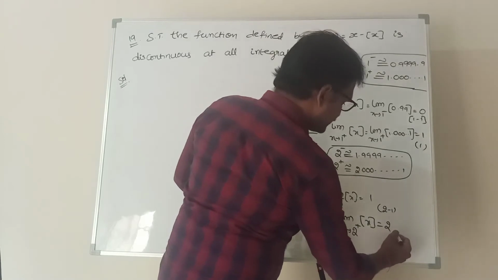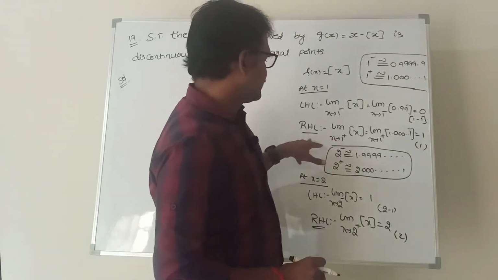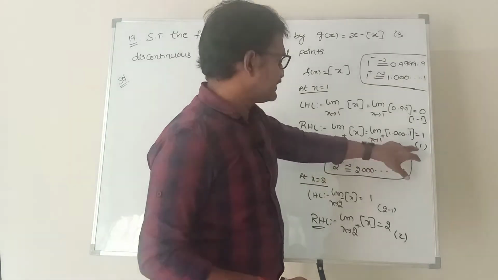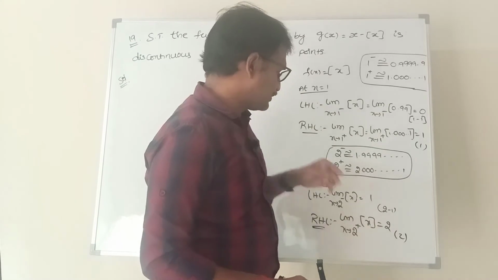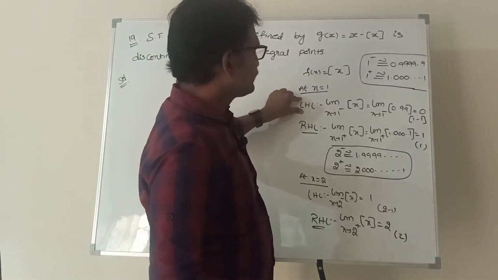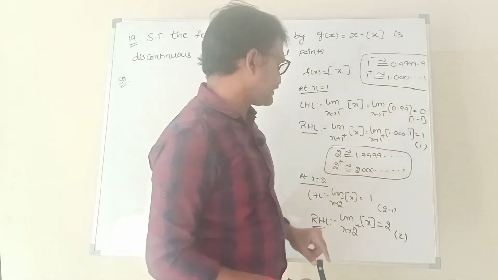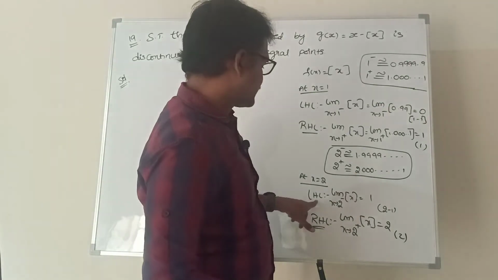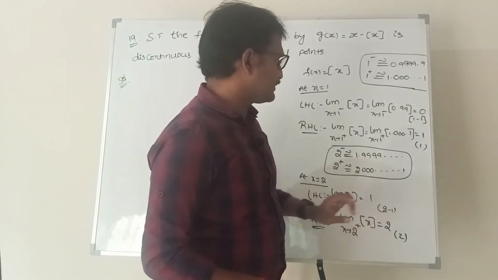Next, how much do we get here? Directly 2. 2 means 2 only. Here the right hand limit at 1 plus, how much do we get? 1 only. The right hand limit at 2 plus, how much do we get? 2 only. But in the left hand limit, how much do we get? 1 minus means 0. 0 means 1 minus 1. Next, the left hand limit at x equal to 2, we get 1, which means 2 minus 1.